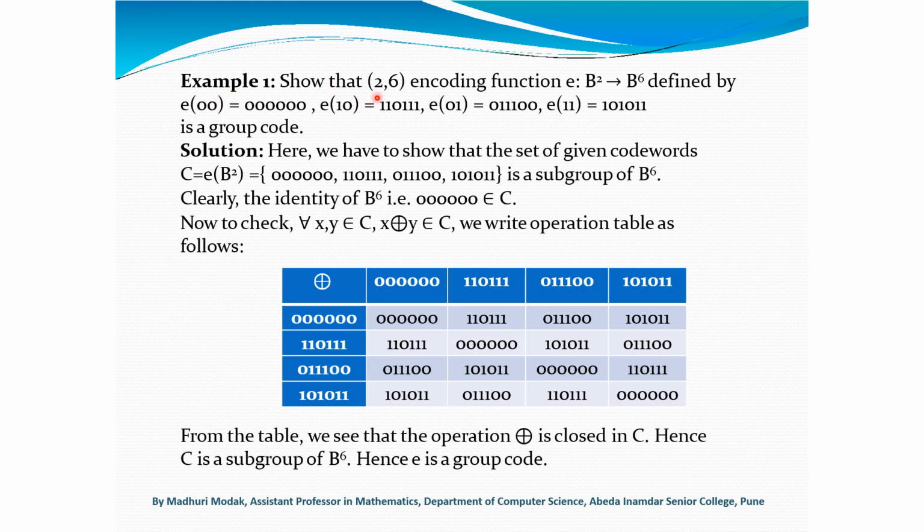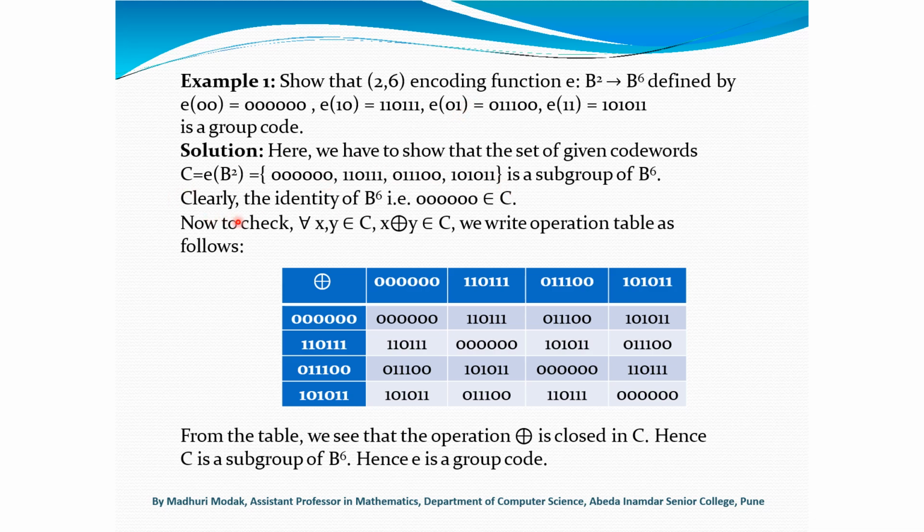Now show that the (2,6) encoding function E from B^2 to B^6 defined in this way is a group code. According to the definition, to show that E is a group code, we have to show that E of B^2, that is the range of E, meaning the set of all code words, is a subgroup of B^6. So E of B^2 is nothing but the set of all elements E of (0,0), E of (1,0), E of (0,1), E of (1,1), which are images, called code words. So we form the set C equal to E of B^2, which contains the first, second, third and fourth code words. Now we show that this is a subgroup of B^6.